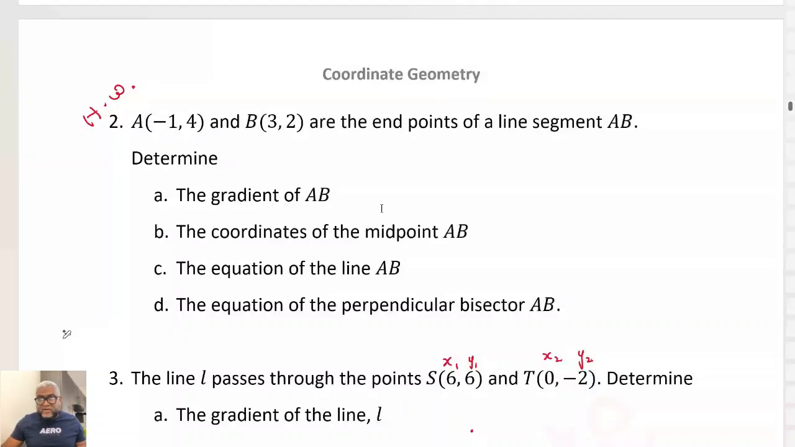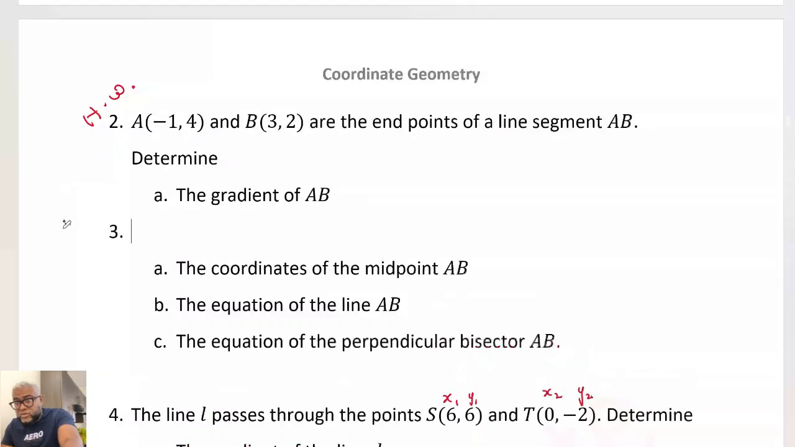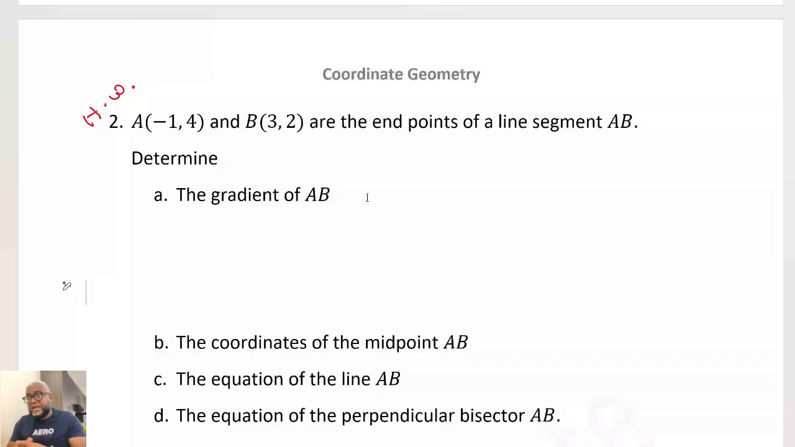What is the formula for gradient of a line? They gave us the two endpoints of a line segment. They want us to determine the gradient. Let's start by writing the gradient formula. What's the gradient formula?